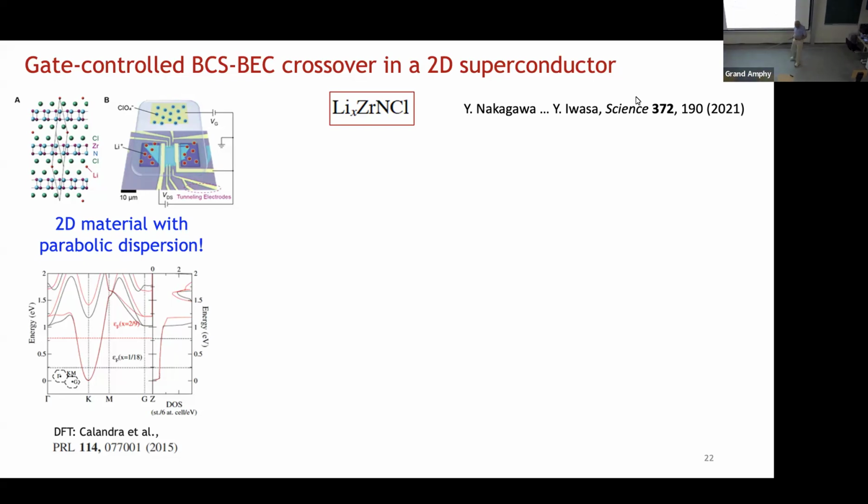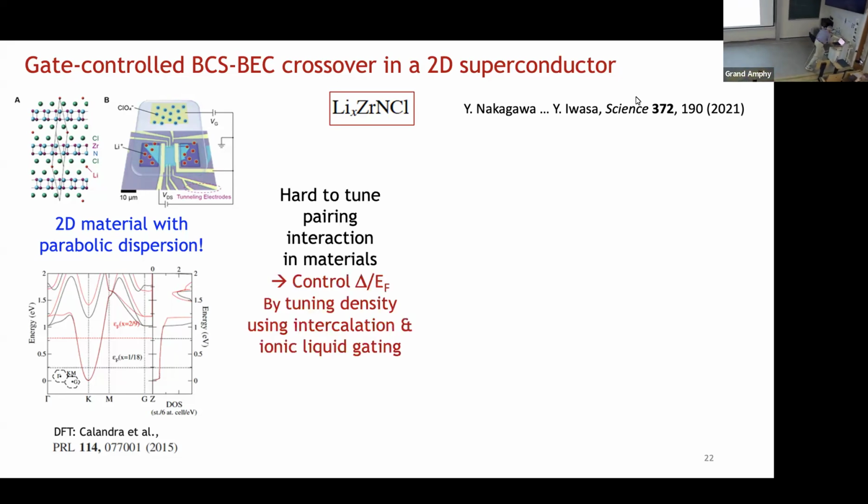So what was his idea? He wanted to see a BCS-BEC crossover in a solid state material. Now, of course, we can't really tune the attraction. His idea was, okay, if we don't tune the attraction, we really only need to tune the ratio of delta over EF. So let me tune not delta, but EF. But in a metal, you can't even tune EF. But in a lightly doped insulator, you can, okay?